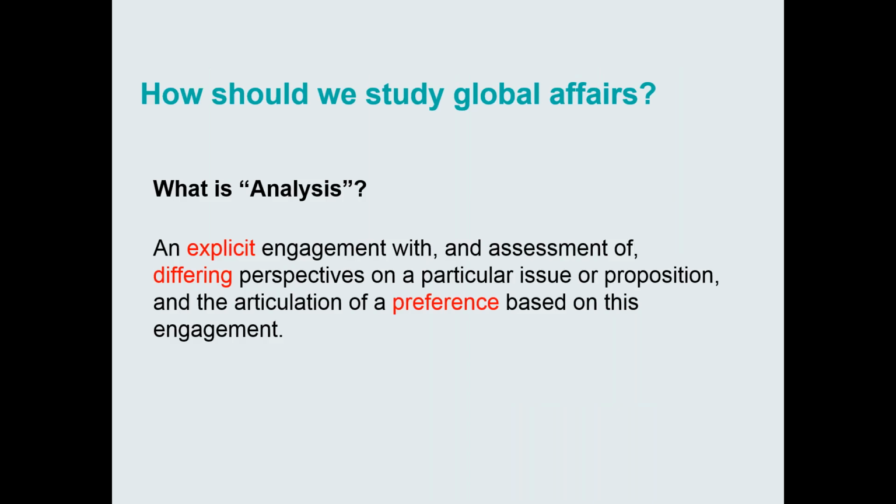This definition goes to the heart of much of what you'll do if you do come here. It's an explicit engagement with and assessment of differing perspectives on a particular issue or proposition, and the articulation of a preference based on this engagement. Now, basically, this is a complicated way of saying something quite simple. We expect you to, as it says in the first part of the sentence, show us that you've engaged with differing perspectives. So show us that you've read what person X says, but also what person Y says. So we can see from your bibliography or from your essay itself that you have engaged with people who hold diametrically opposed views.